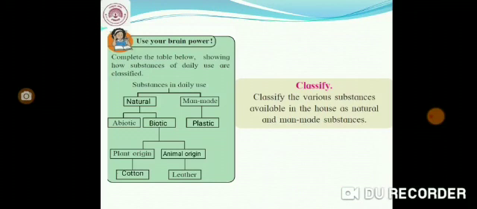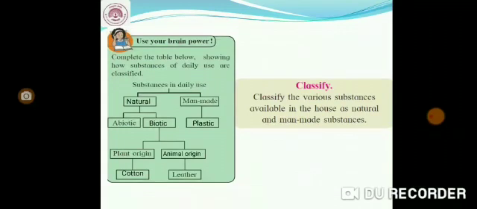Now, use your brain power. On page number 44 of your textbook, you will come across a green chart. Complete the chart below showing how substances of daily use are classified. The substances in daily use will be classified as natural and man-made. See, this chart already comprises the answers. I have already written the answers for you. So you are going to write down this chart or draw the flow chart nicely in your notebook. Make a proper box and draw the flow chart. All the blanks given in your textbook are filled by me. You can see on your screen.